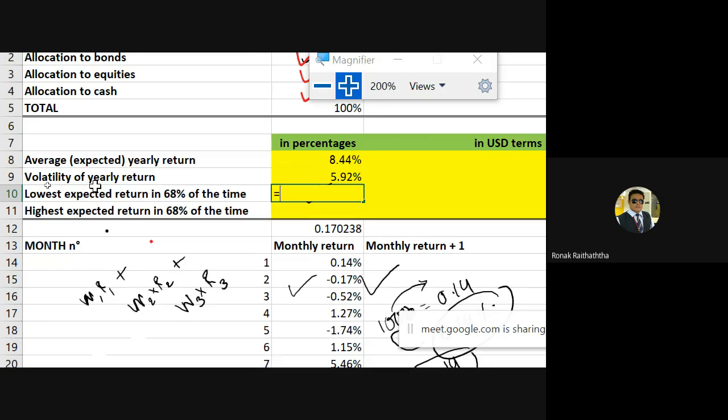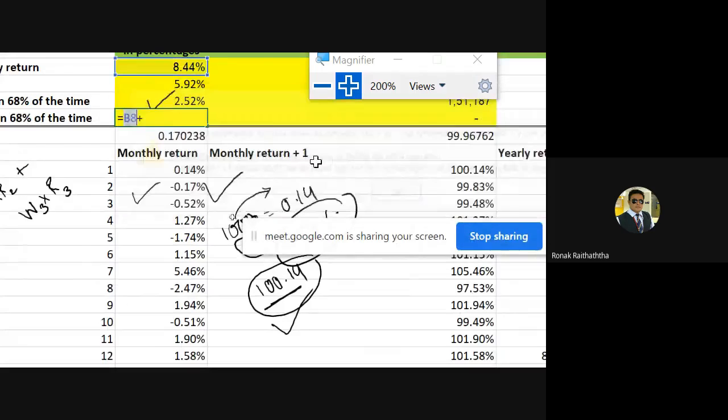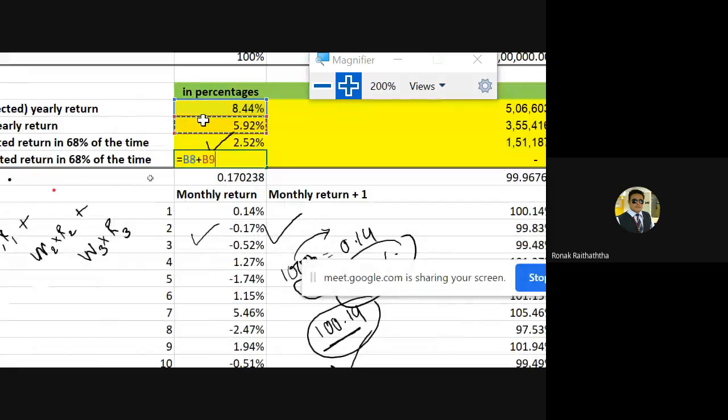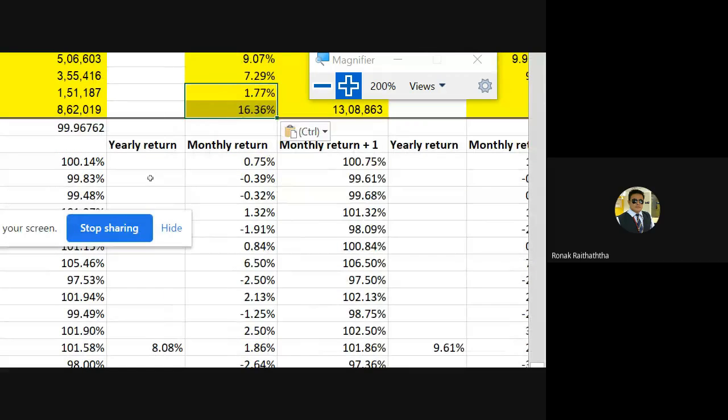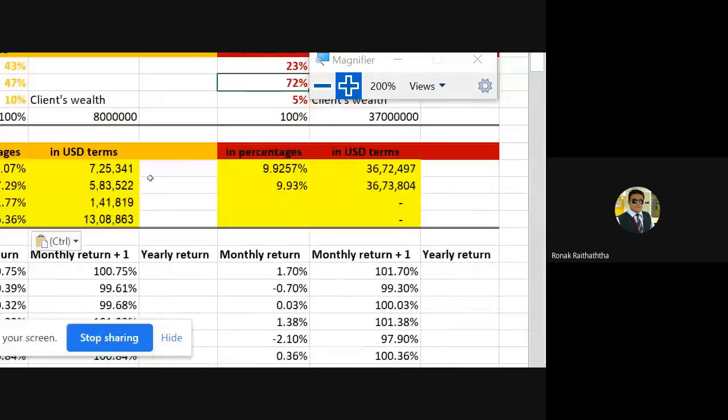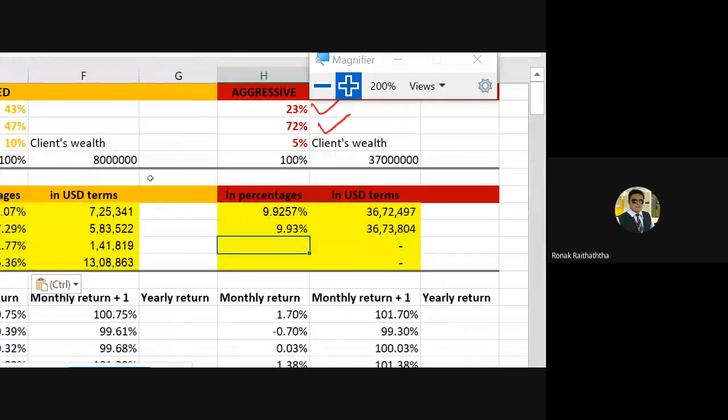So equal to average minus SD, which is the standard deviation. Pressing enter. And highest would be equal to average plus standard deviation. So you get 14.37 percentage. I'm just copying that formula because Excel uses relative referencing, right? I'm copying that and pasting it over here. Again, in the third portfolio, I would copy and paste it over here.